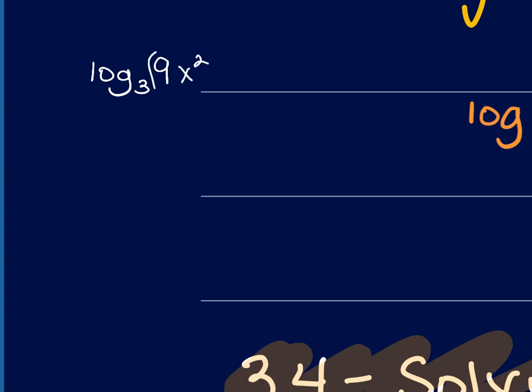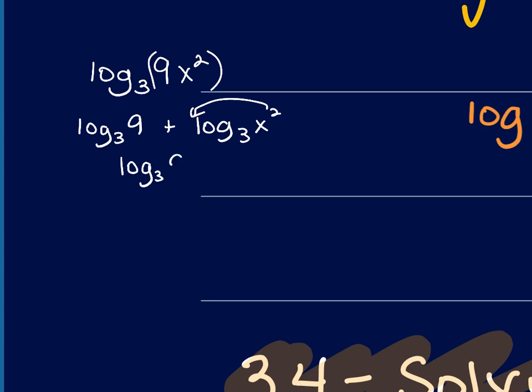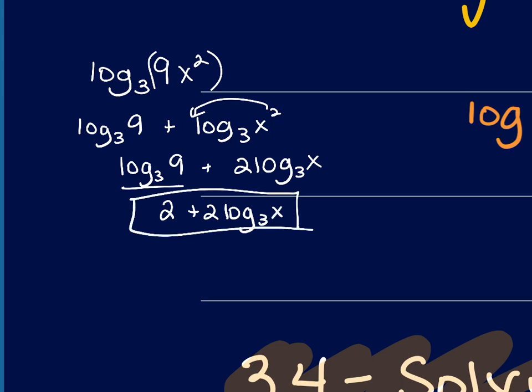Let's say it says this, okay? When I expand that, that becomes log base 3 of 9 plus log base 3 of x squared, and then the squared goes to the front. And I get this. Can that be simplified? Yes, how? This is 2, right? 3 to the what power is 9? That's 2. Sometimes it'll be obvious like that.